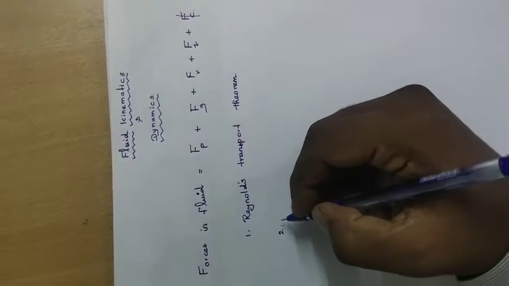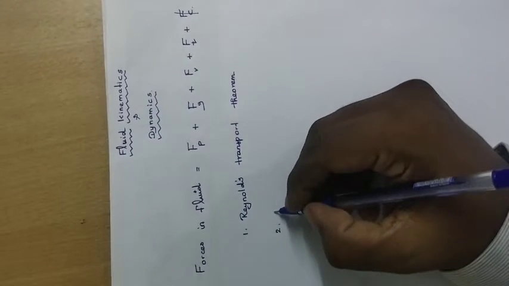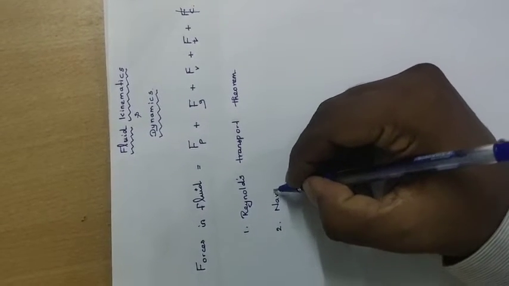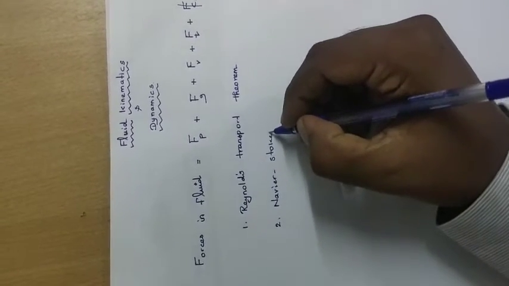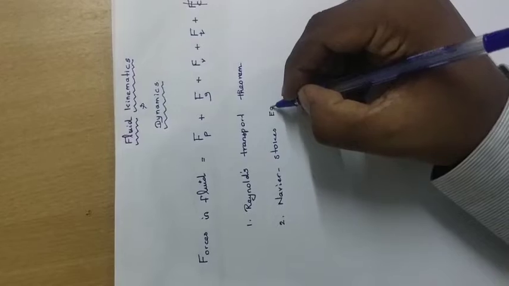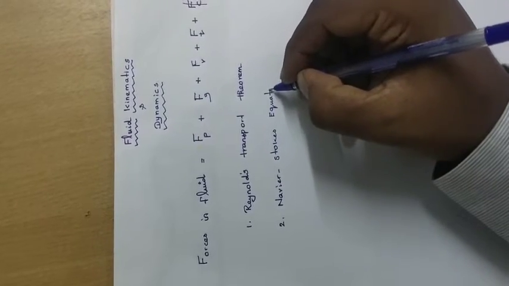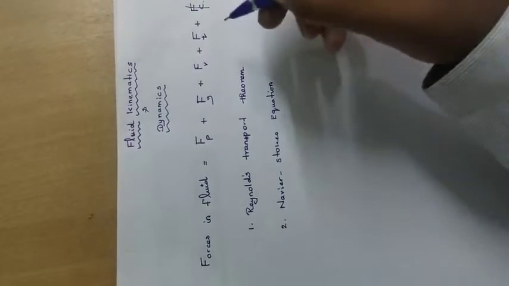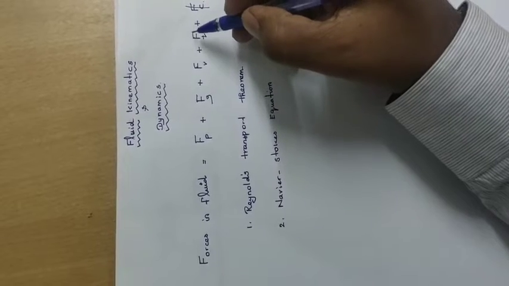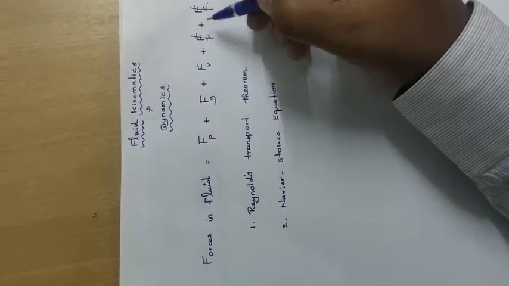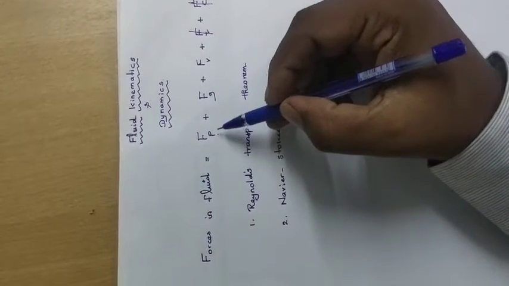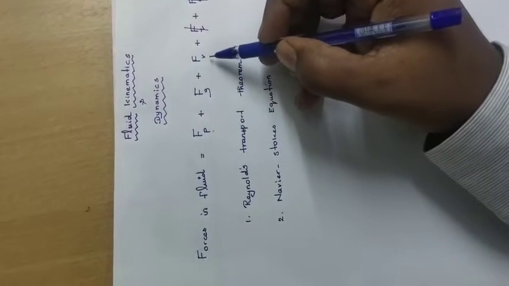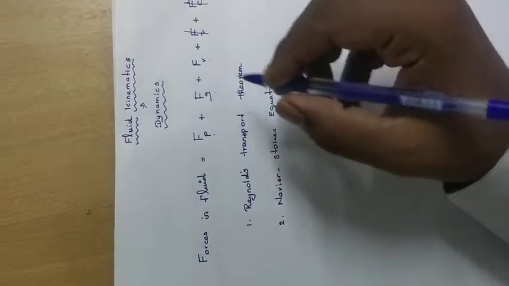And second one, Navier-Stokes equation. In this we are going to neglect turbulence force and compressibility. So you will have only these 3 things: pressure, gravitational and viscous, right?